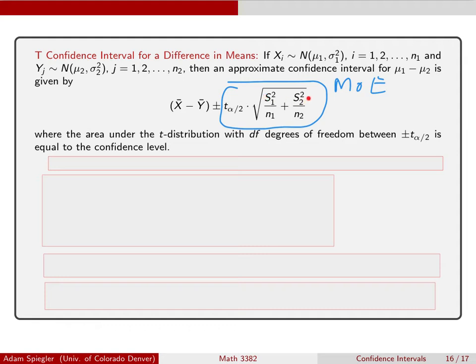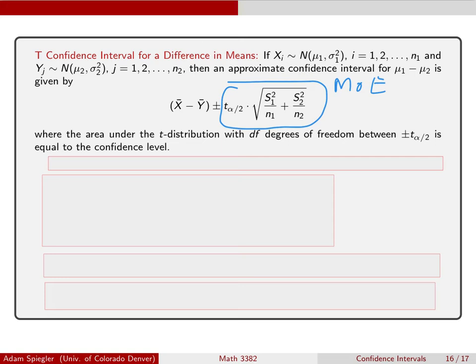And since we don't know what these variances are, we use the two sample standard deviations. And since we don't know what the variances are, that's why we use a t-distribution again. So it pretty much looks exactly like what we did for a single mean, except now the statistic that we start with is the difference in our sample means, and we're going to adjust the standard error to use this new formula to estimate the standard error. The t alpha over 2, that's the same as before.